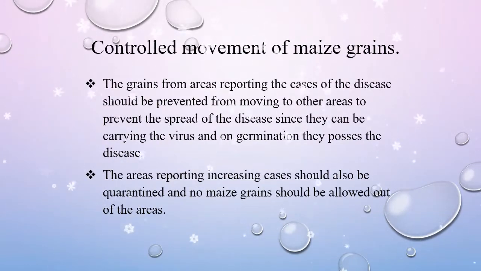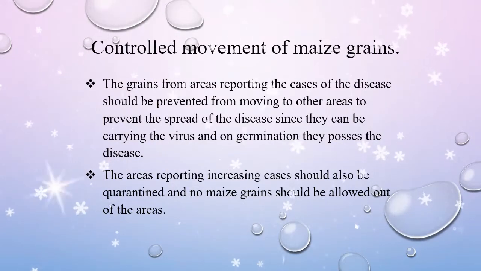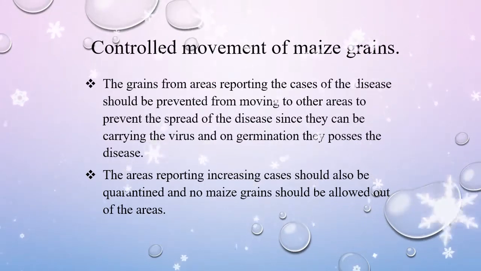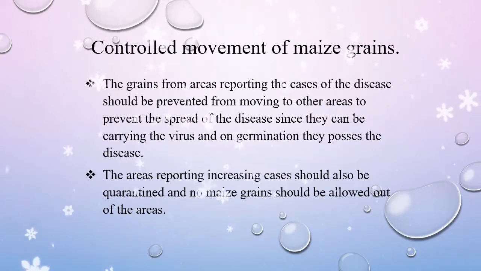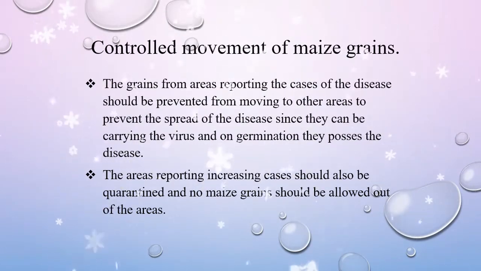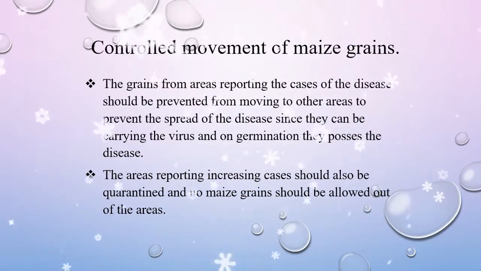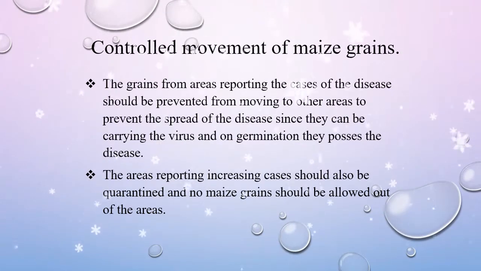Controlled movement of maize grains. The maize grains from areas reporting cases of the disease should be prevented from moving to other areas to prevent the spread of the disease, since they can be carrying the virus. The areas reporting increasing cases should also be quarantined, and no maize grain should be allowed out of these areas.